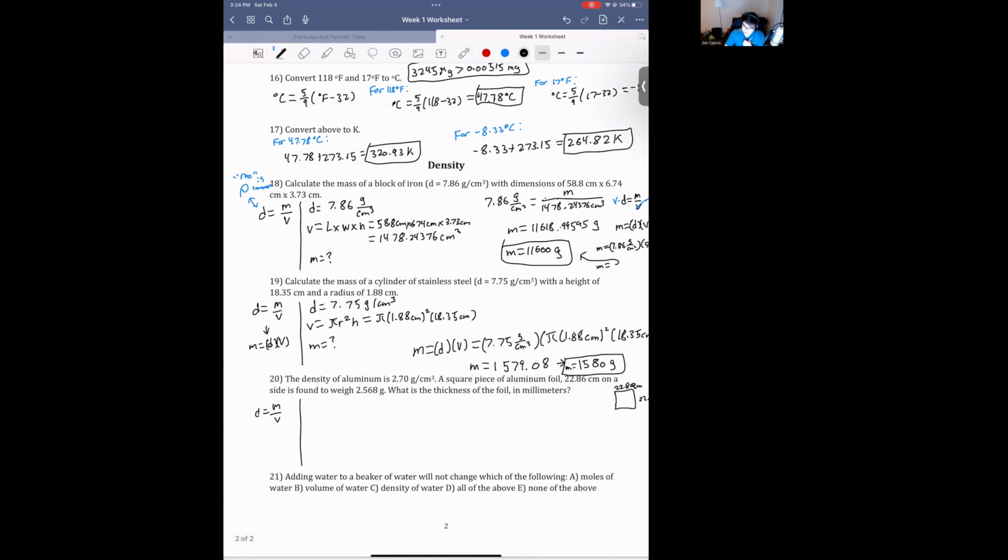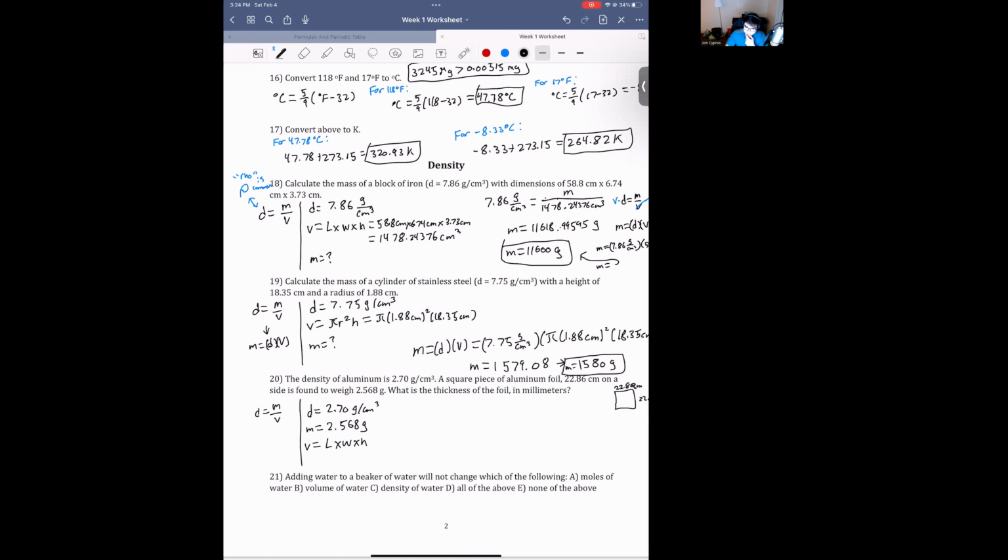So what we're going to do is this. We're going to start with the density. We're going to write down what we have, 2.70 grams per centimeter cubed. Now the mass is equal to 2.568 grams, and the volume is equal to length times width times height.